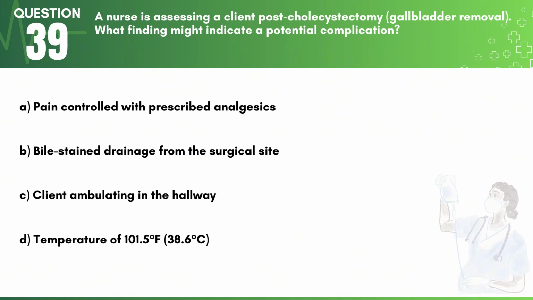Question 39. A nurse is assessing a client post-cholecystectomy, gallbladder removal. What finding might indicate a potential complication? A. Pain controlled with prescribed analgesics. B. Bile stain drainage from the surgical site. C. Client ambulating in the hallway. D. Temperature of 101.5 degrees F, 38.6 degrees C.